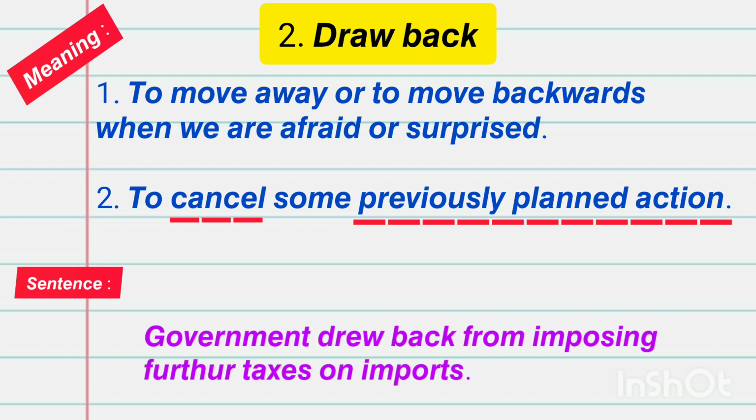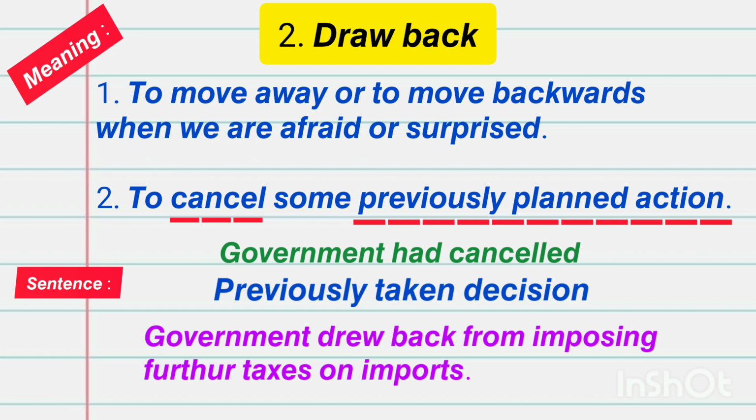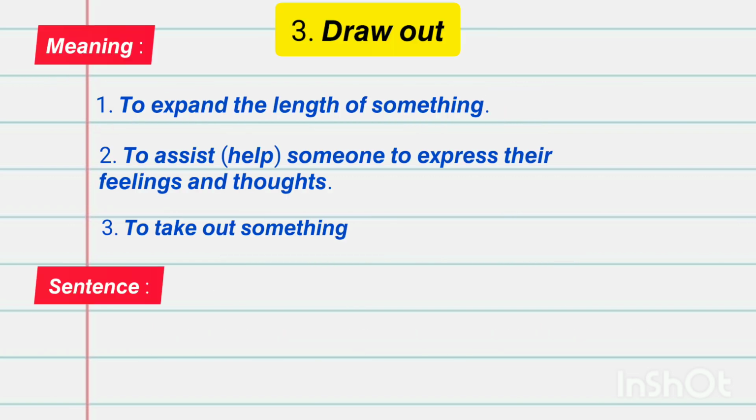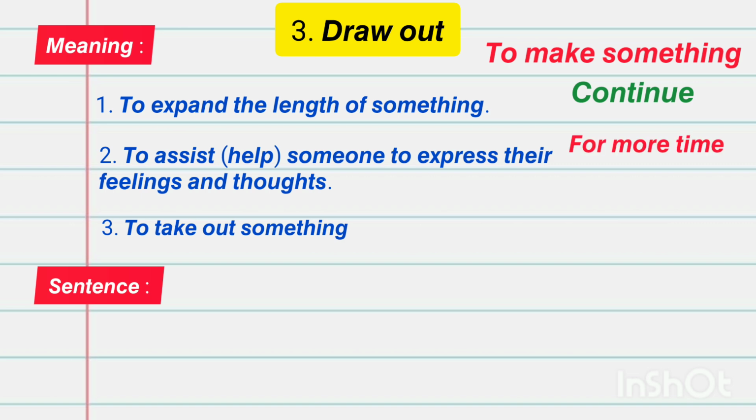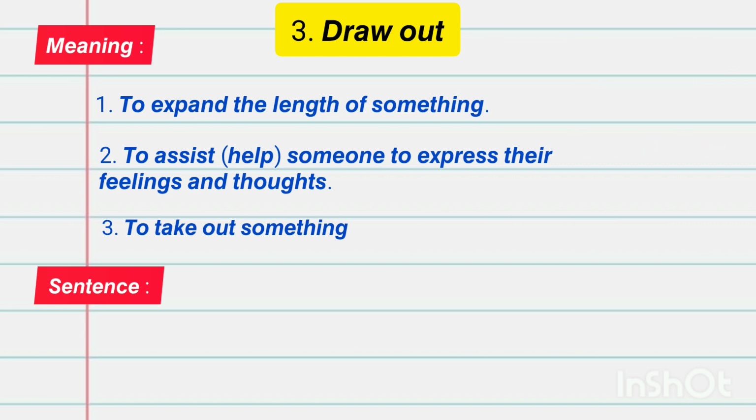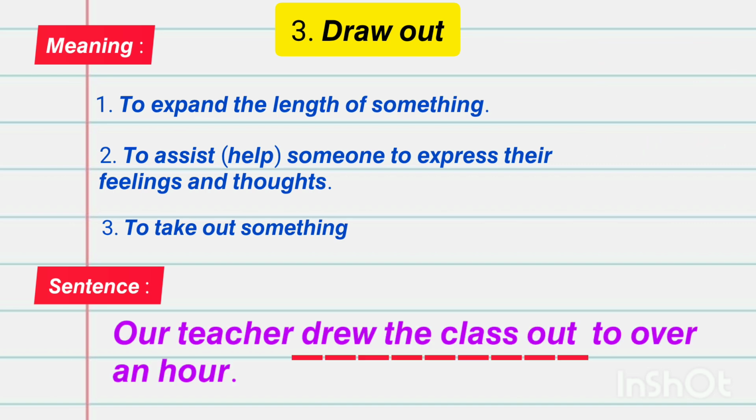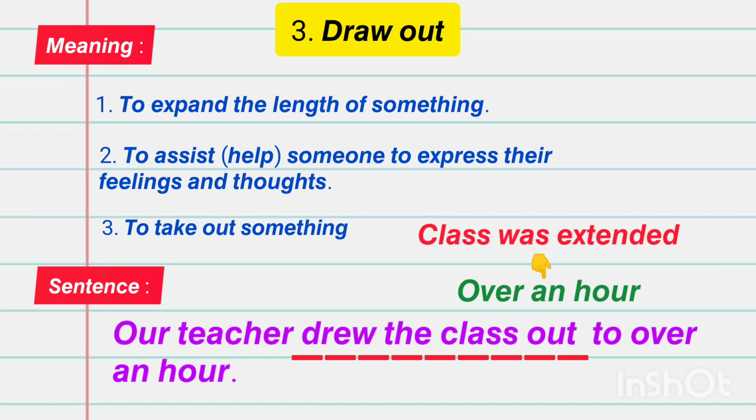Example, government drew back from imposing further taxes on imports. So government had cancelled their previously taken decision. Okay, next we have draw out. To draw out means to expand the length of something. That is, to make something continue for more time. Example, our teacher drew the class out to over an hour. So the class was extended by our teacher to over an hour.